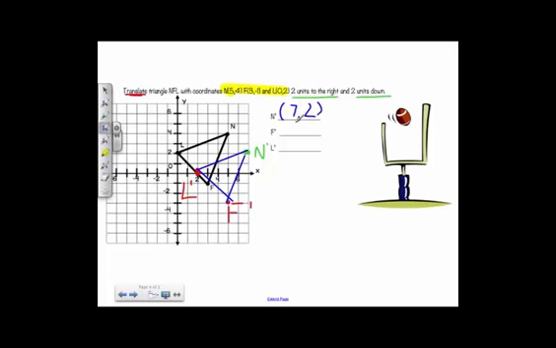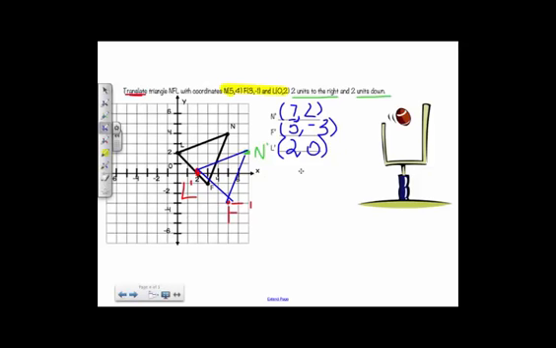The new F, I went to the right 5 and down 3, so the new F is 5, negative 3. And then the new L, the L prime, be really careful. Don't tell me that this is 0, 2, because I went to the right 2 and up 0. So this coordinate right here would be 2, 0.